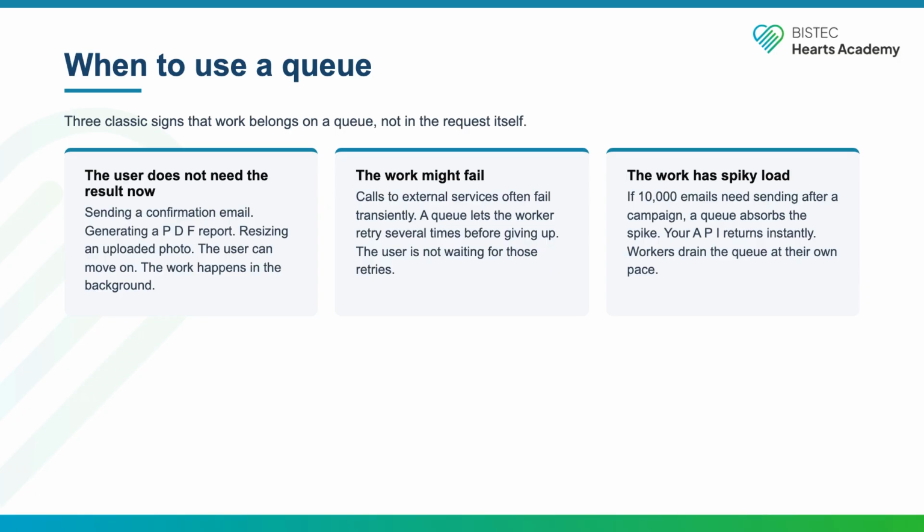Sign 3. The work has spiky load. If 10,000 emails need to be sent after a campaign blast, putting them all on a queue absorbs the spike. The API returns instantly. Workers drain the queue at their own pace. No matter how big the spike, the user-facing experience stays snappy. If your design has any of these 3 signs, reach for a queue.